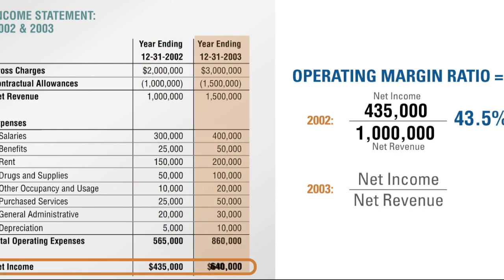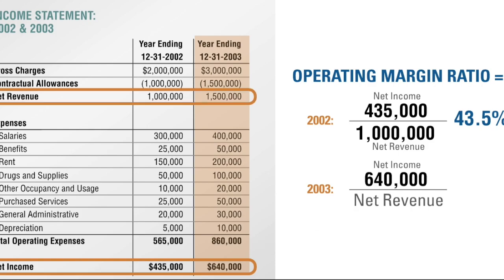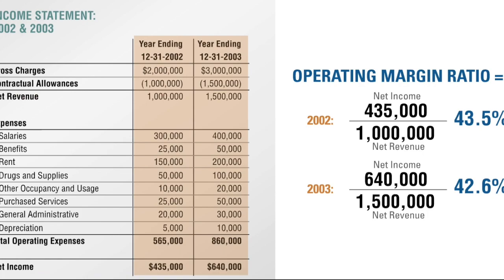In 2003, the net income was $640,000 and the net revenue was $1,500,000. This results in an operating margin ratio of 42.6%. As you can see from this example, even though net income and net revenue went up in 2003, the operating margin ratio decreased because expenses grew more than revenues. Once you've determined a practice's operating margin ratio, you'll also need to compare it to the ratios of comparable practices. Operating margin ratios by specialty and type of practice are frequently published by professional associations.